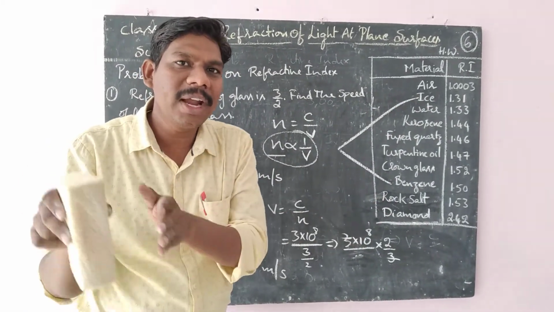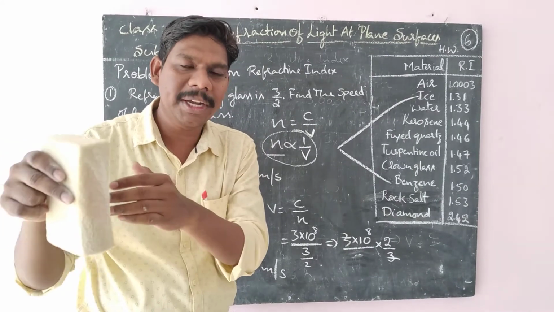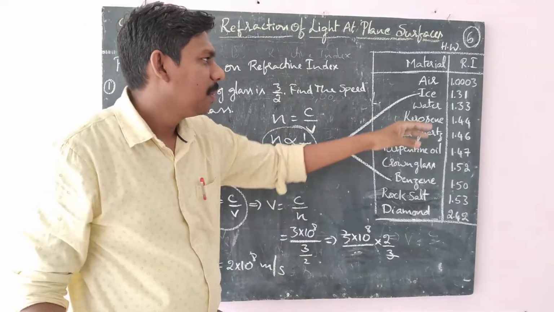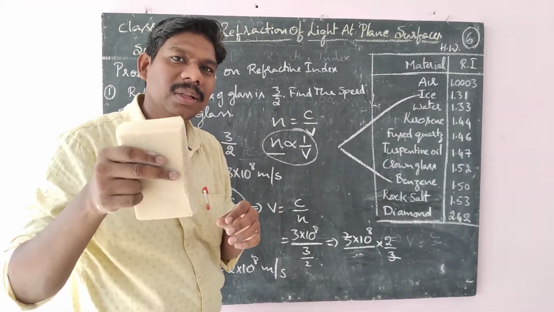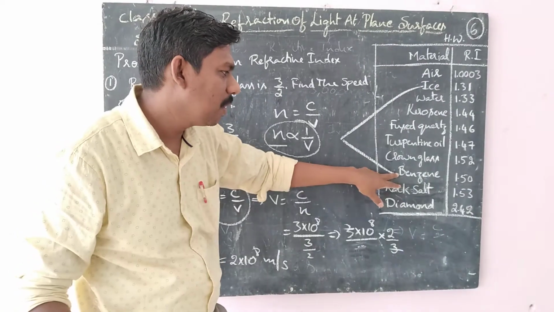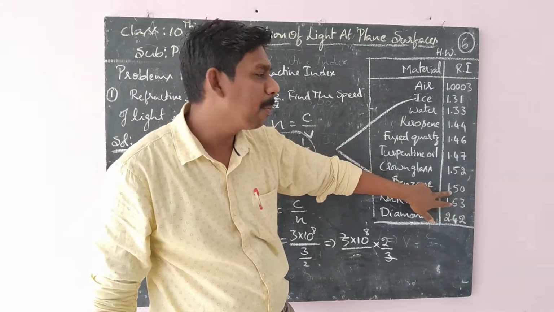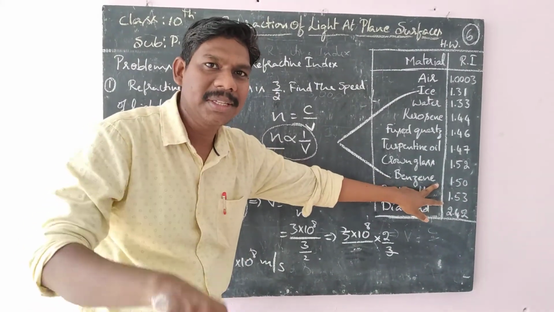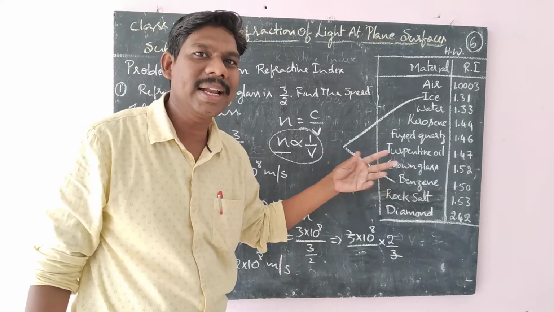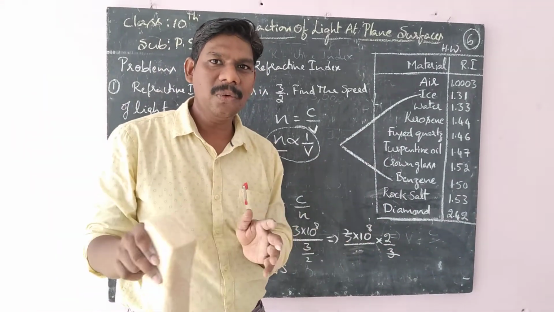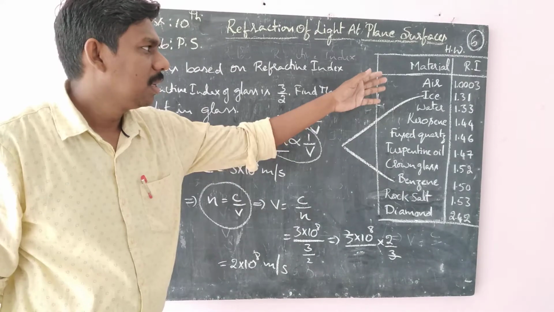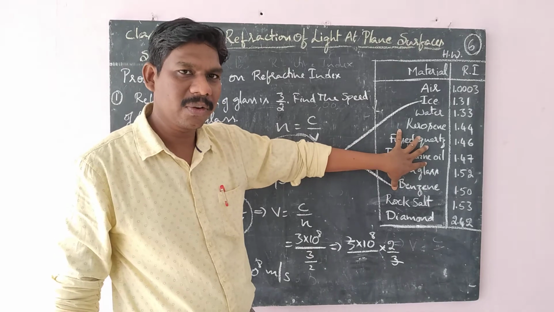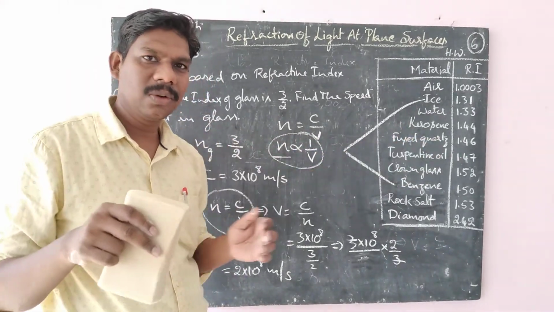In which medium the speed of light decreases, that should be taken as the denser medium. If the refractive index value is more, what happens? The speed of light decreases. So benzene has refractive index 1.50, which is more compared to ice. So in benzene the speed of light decreases. That's why it is taken as a denser medium compared to ice. So in that way we can compare based on the table of refractive index values. So just learn all those values, they are very useful for your examination. In the next class you will go through another concept.